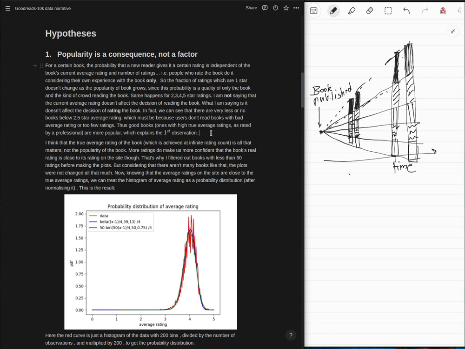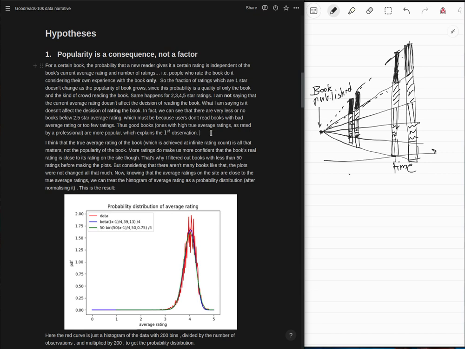And now I'll stop talking about it as the true average rating and just talk about it as the average rating, because most of the books had quite a high number of ratings, so we can say with a lot of confidence that its average rating is just that.